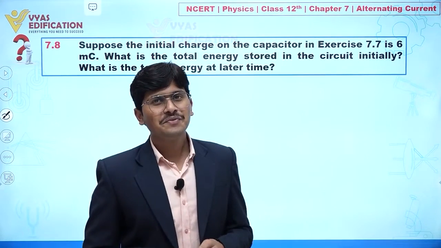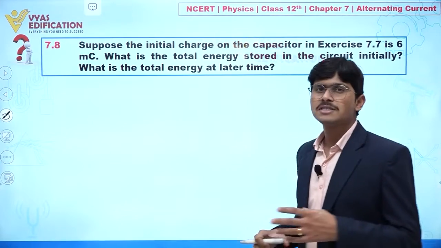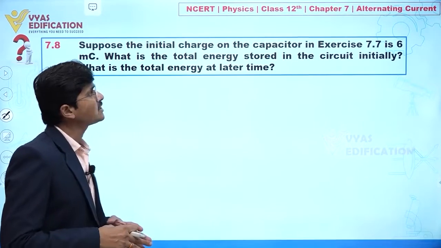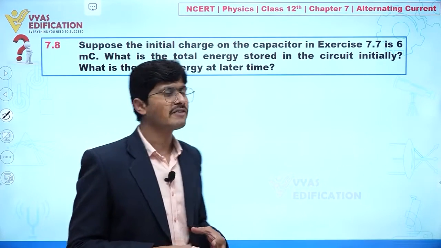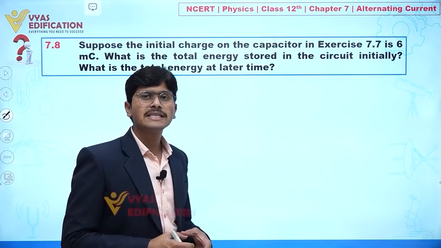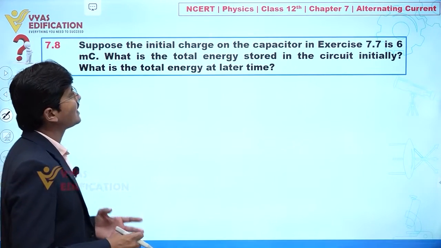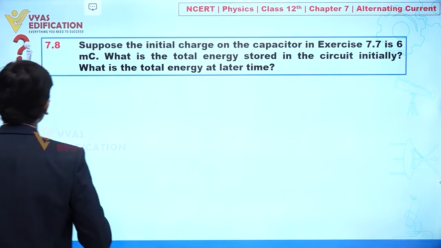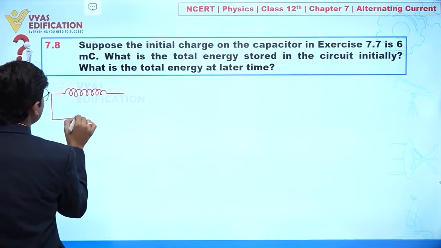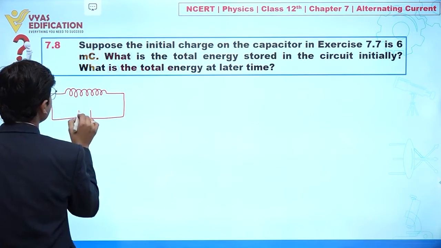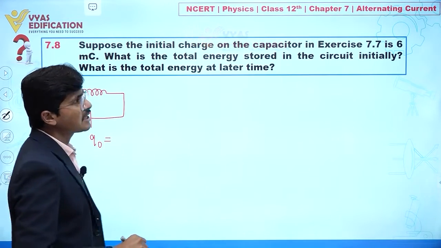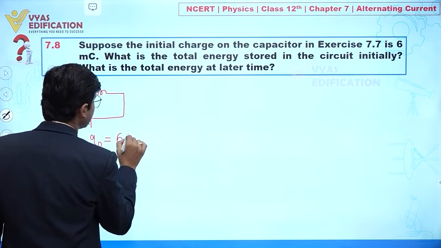Clear? Now dear student, we are going to discuss this question number 7.8, and in this question it is given to you: suppose the initial charge on the capacitor in exercise 7.7 is 6 millicoulomb. Find what is the total energy stored in the circuit initially and what is the total energy at a later time. Clear? So now we can see here this is inductor, and let's suppose I can say this is capacitor. Clear? It is given in this question, initial charge stored, this is given to you 6 millicoulomb.